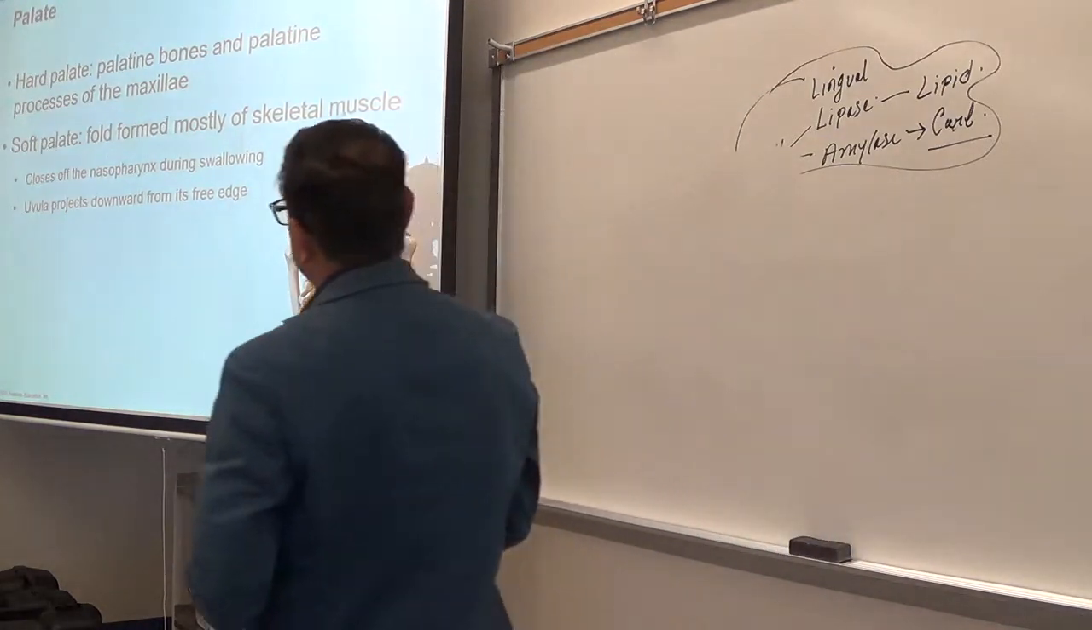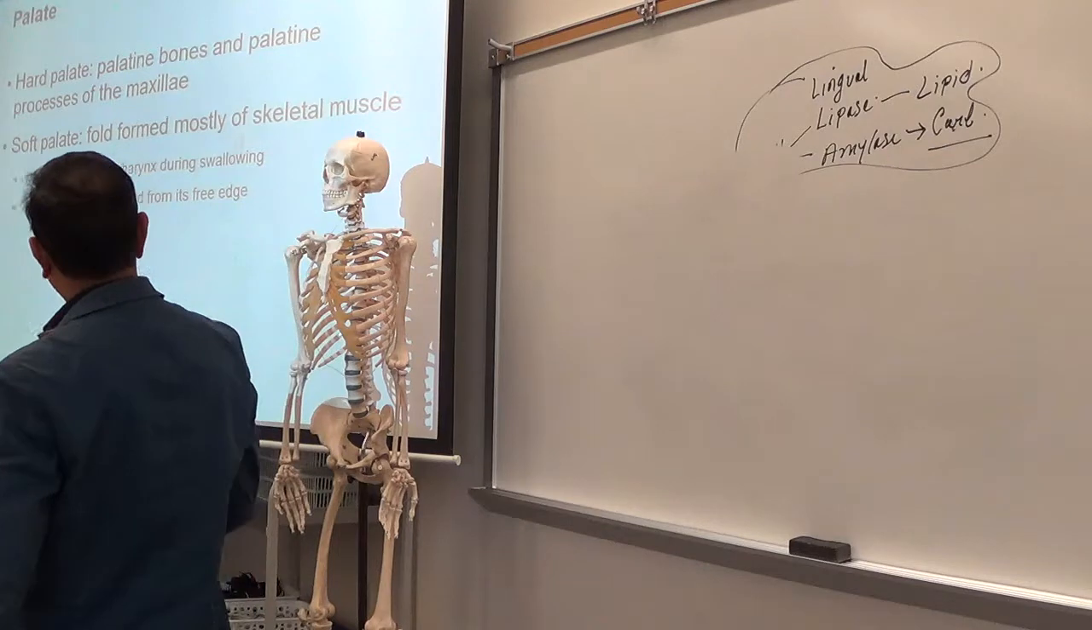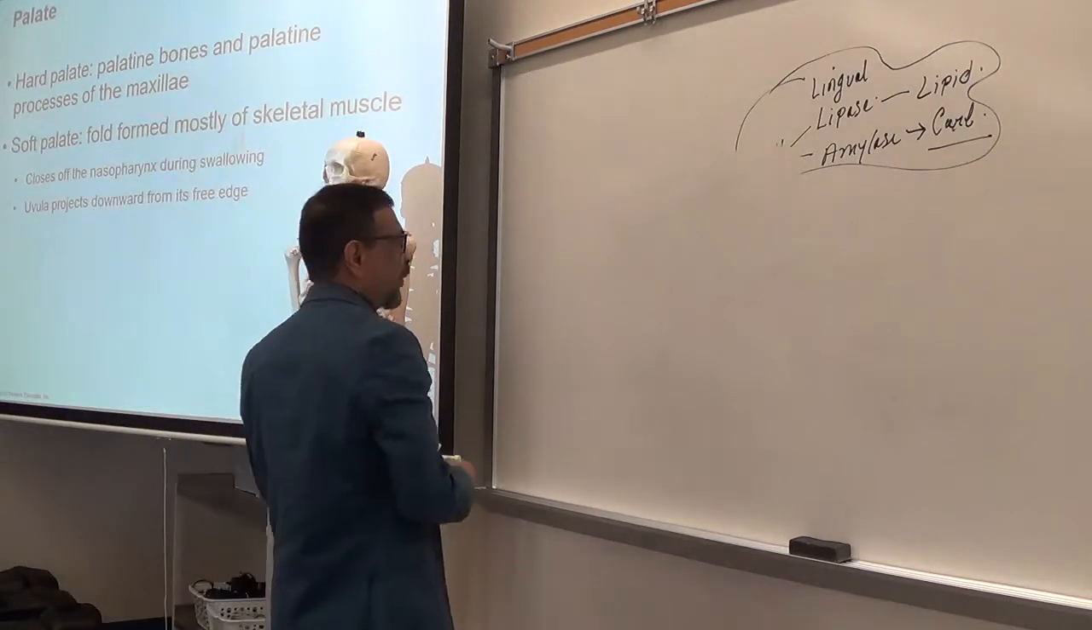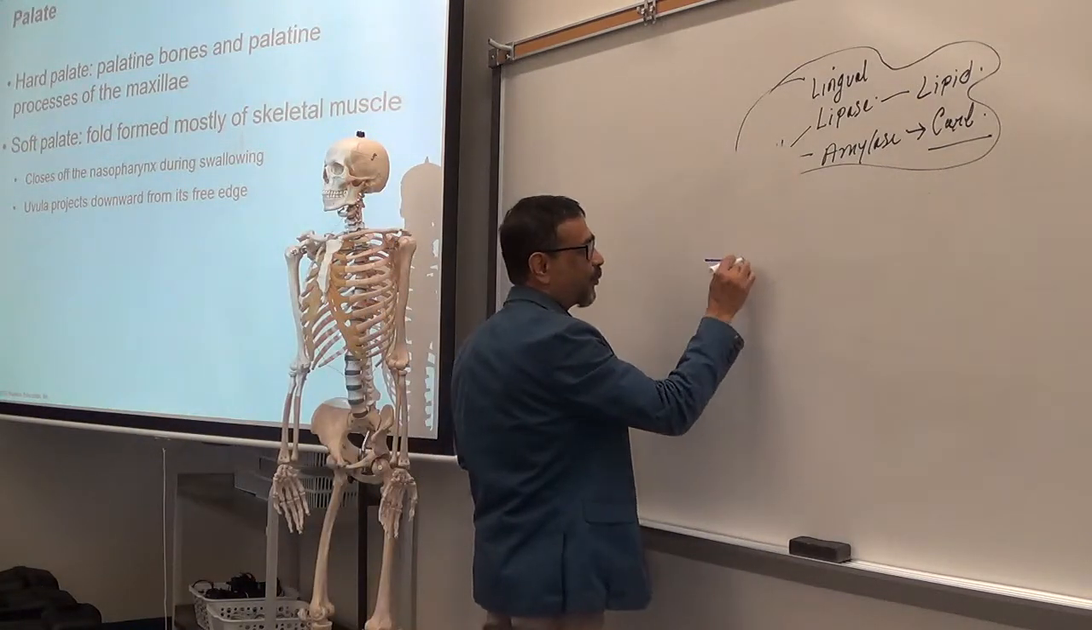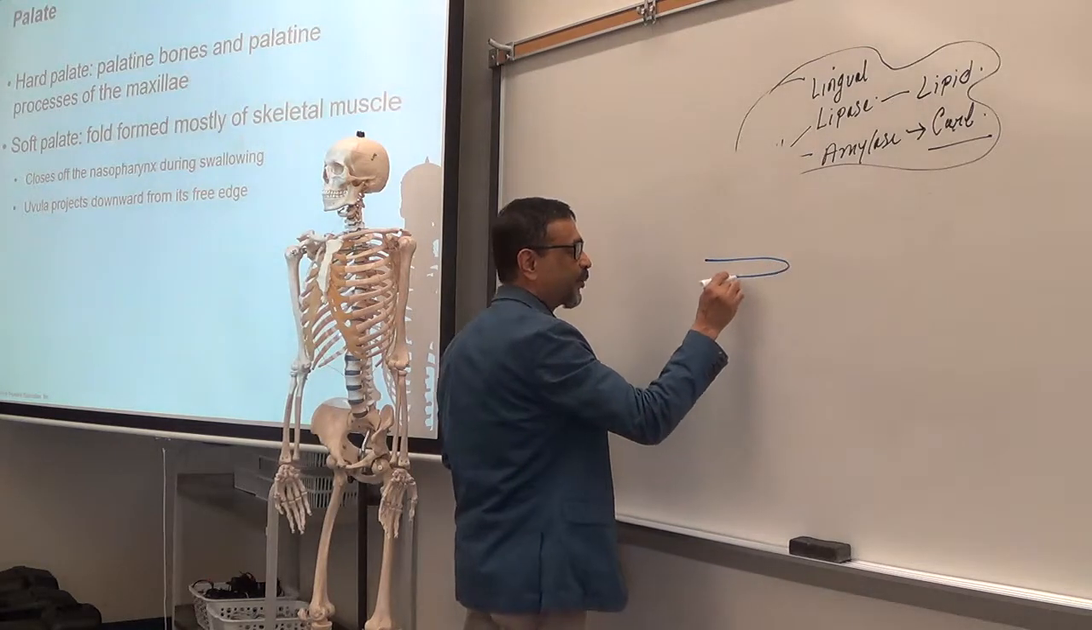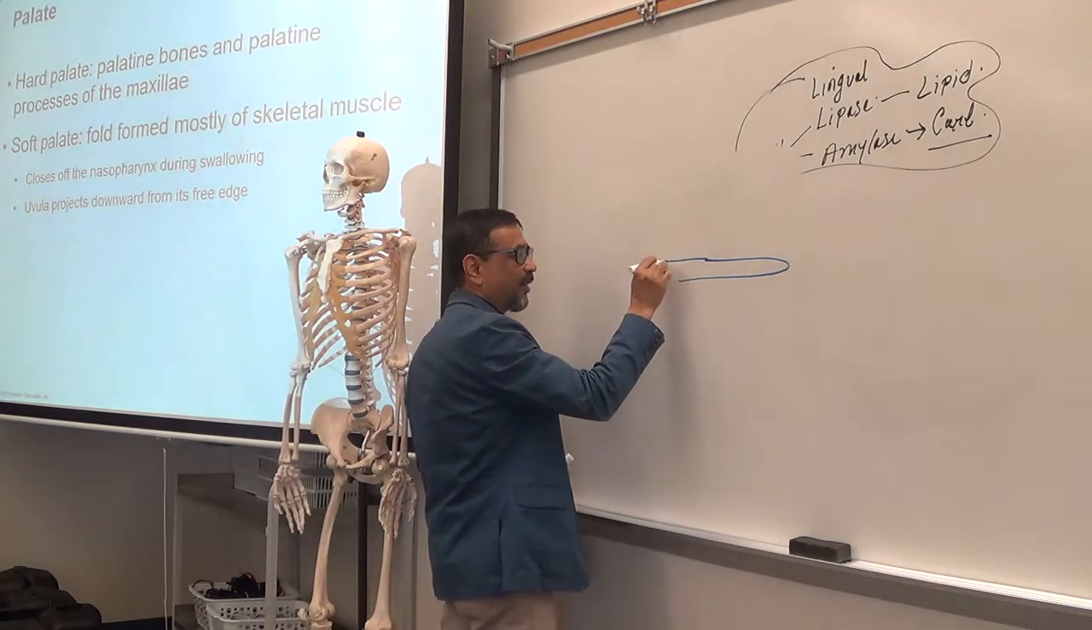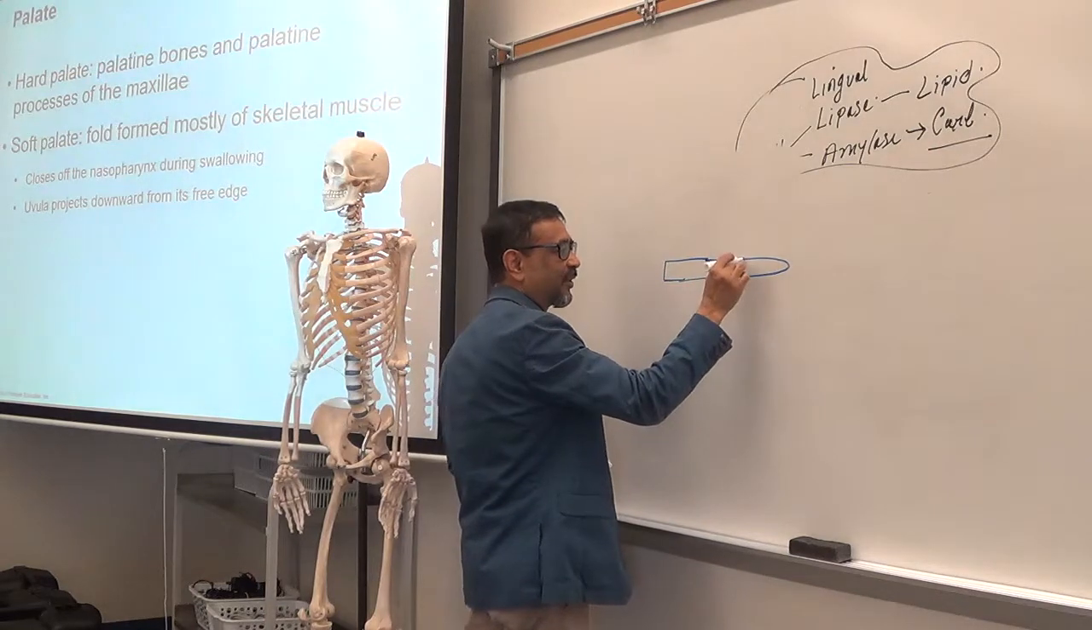Palate is the roof of the oral cavity, and it is formed by two parts. The hard part is the bony part and the soft part is the muscular part. So this is the soft palate.